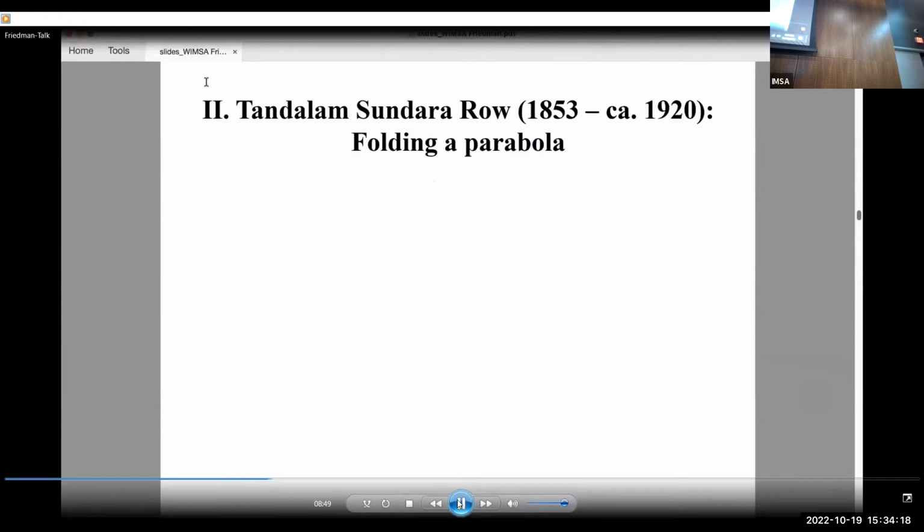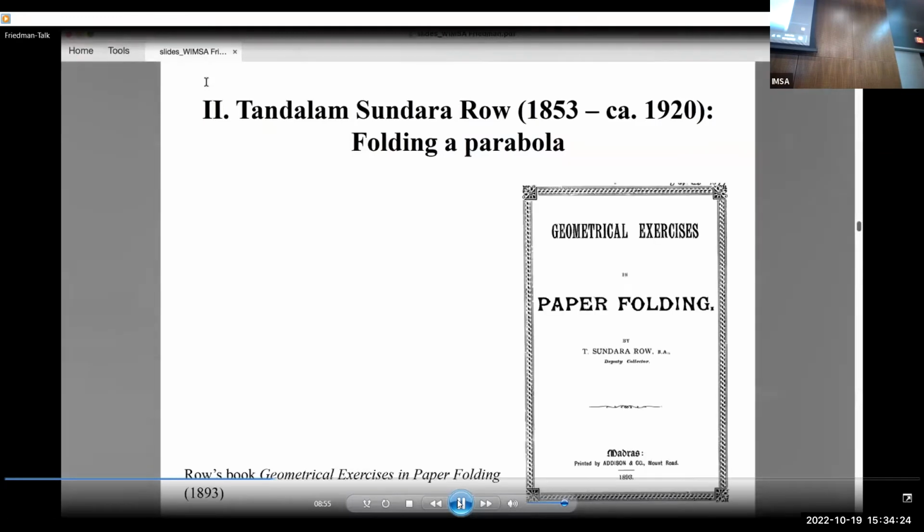Rao, an Indian mathematician, is perhaps the first mathematician who wrote an entire book on geometry based on folding. His book, Geometry Exercises in Paper Folding, published in 1893 in Madras by the publication house Edison, was a unique book which attempted to base plane geometry, or at least the main constructions of it, on paper. Not much is known of Rao's life.